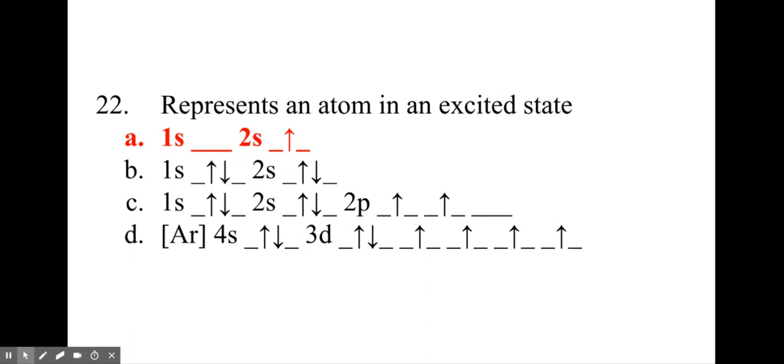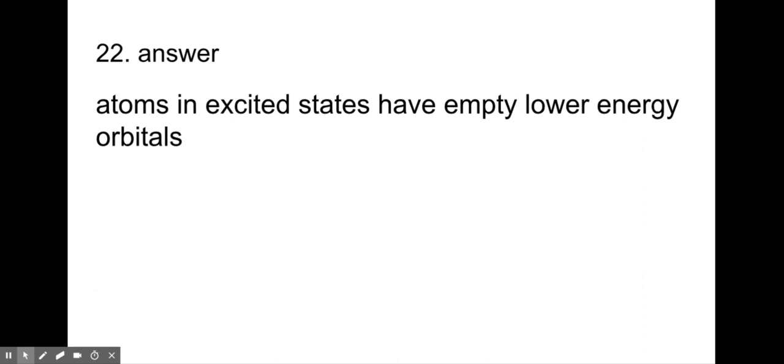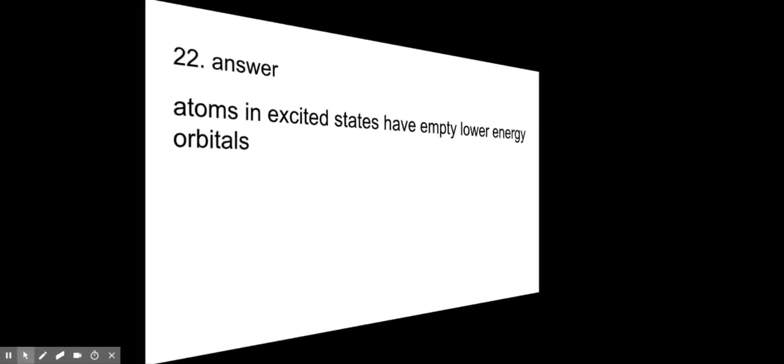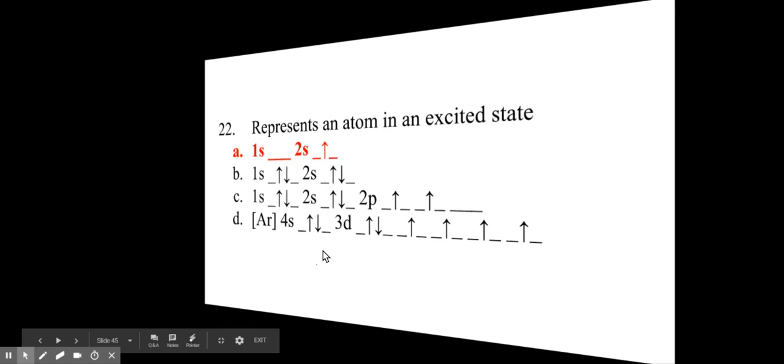22, representing an atom in an excited state. Well, atoms in their excited states have empty lower energy levels. And you can see right here that this 1s electron, this would be like a hydrogen atom with 1 electron, has absorbed energy, and the electron has been excited into the 2s orbital space. Whereas in the other cases, everything below any unpaired electrons, all lower energy levels are filled. Therefore, these are all ground states.